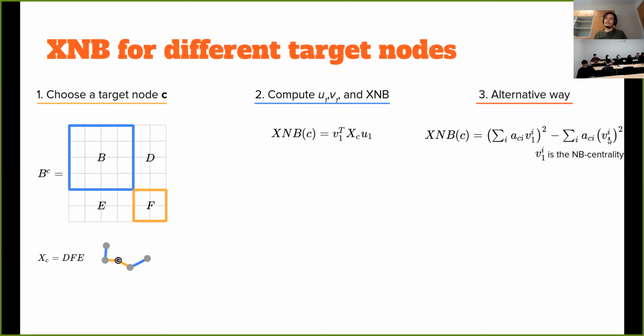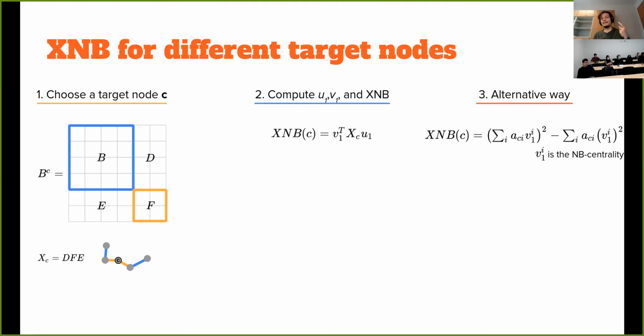And what this means is that I only need to compute one eigenvector. I only need to compute once the non-backtracking centralities of every node. And then to know the X non-backtracking centrality of each node, all I need to do is recombine the non-backtracking centralities of its neighbors using this quadratic function. That's a little bit better because that means that we don't need to compute the matrix X every time. I can just use the scalar formula, right? But it's still a little bit messy.